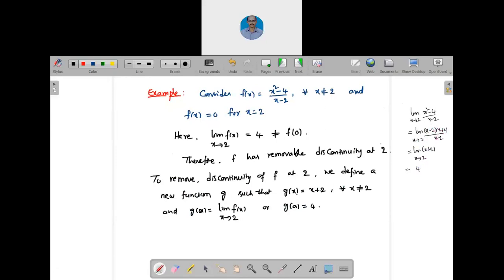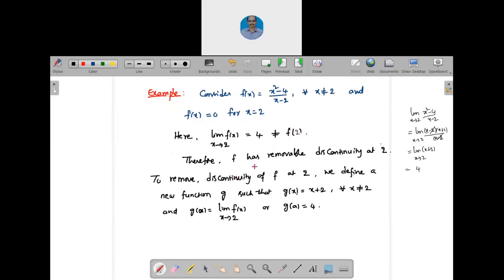Here both will get cancelled. So the limit of the function f of x is equal to 4 when x tends to 2, which is not equal to f of 2, because f of 2 is equal to 0. So the limit of the function f of x is not equal to f of 2.